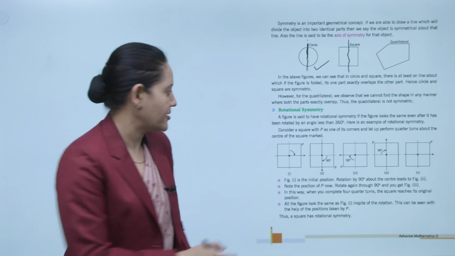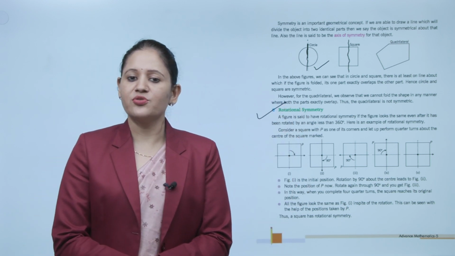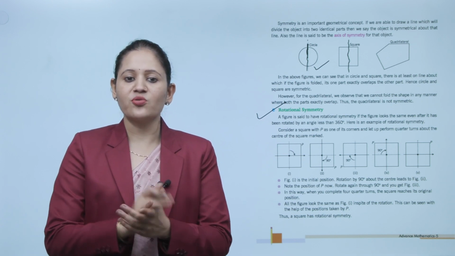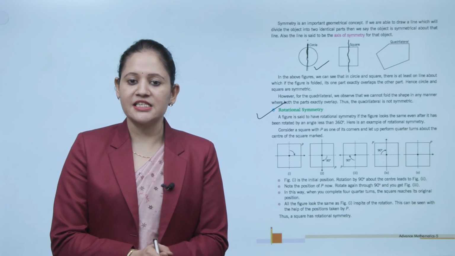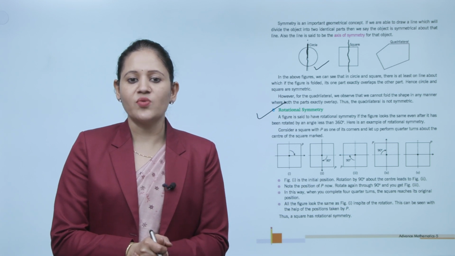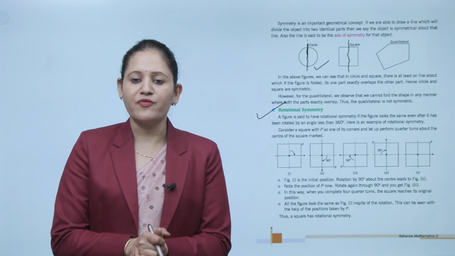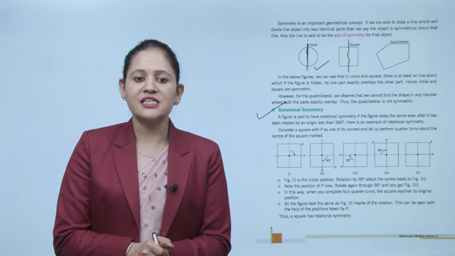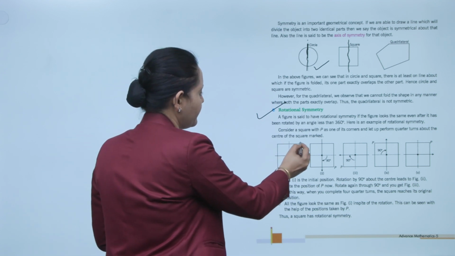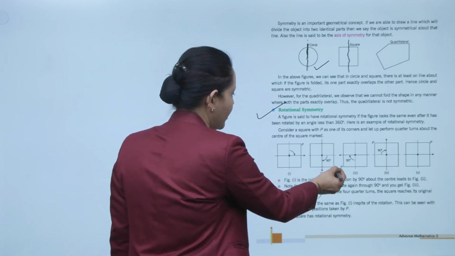Next is rotational symmetry. A figure is said to have rotational symmetry if the figure looks the same even after it has been rotated by an angle less than 360 degrees. Here is an example of rotational symmetry. Consider the square with P as one of its vertices, and let us perform quarter turns about the center of the square marked. This is the center. First we will take a quarter turn, means 90 degrees. So point P will come here.